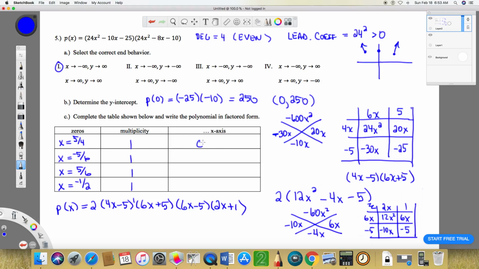So all of these are across, is how they intersect the x-axis. There's none of them that's a touch and turn. So we had 2 negative and 2 positive, and it's crossing, like that.